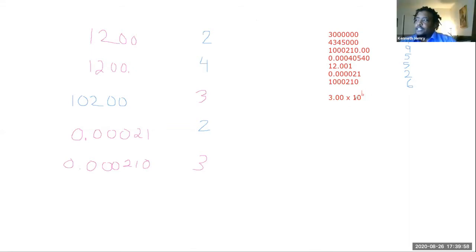This 10 to the 6, that's an exact number, so we don't have to worry about that in terms of significance. We worry about this one in terms of significance. How many significant figures do you have here? If I have 3.00, how many? 3. That's right, so it has 3 sig figs in this case.